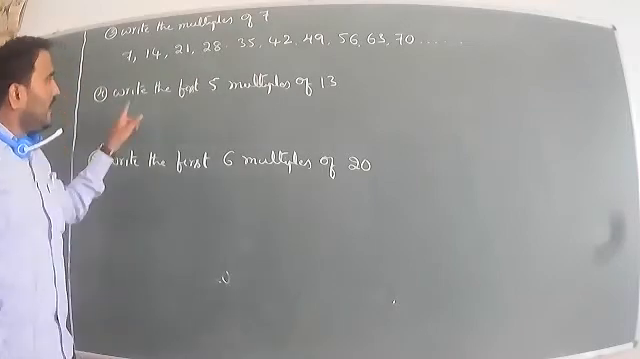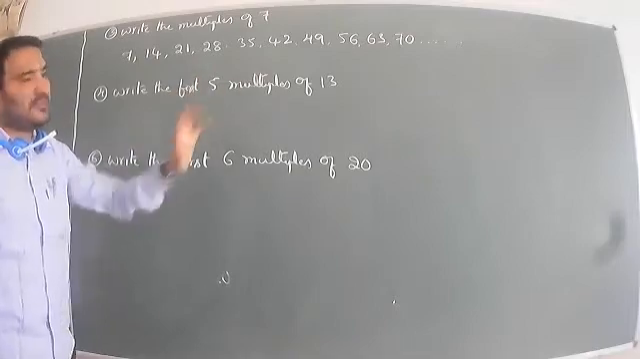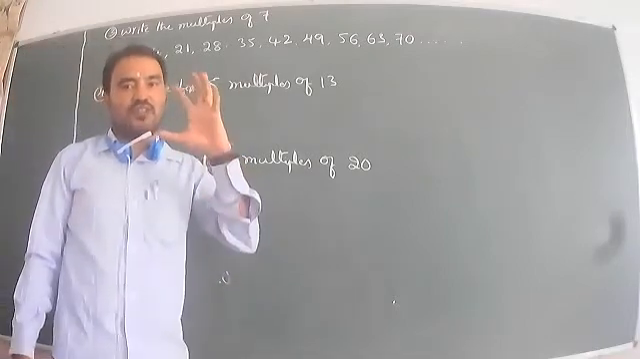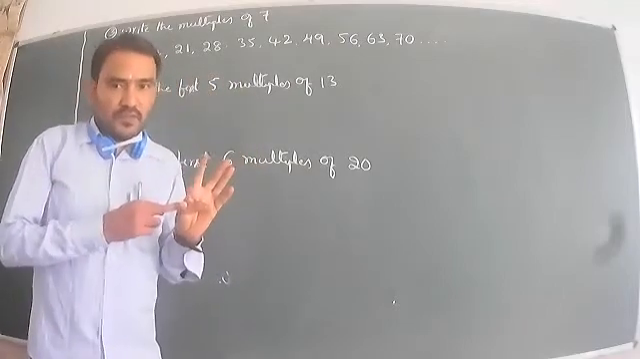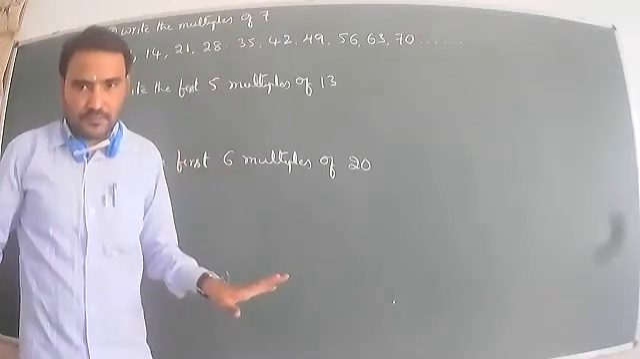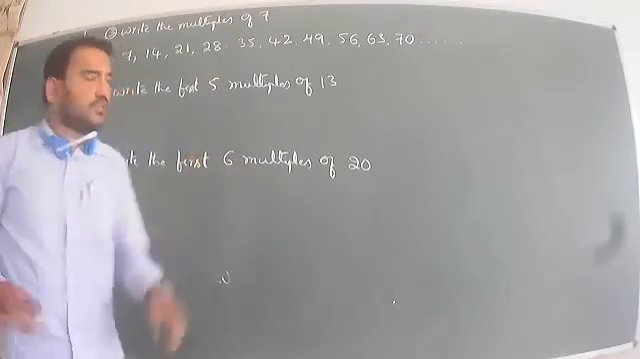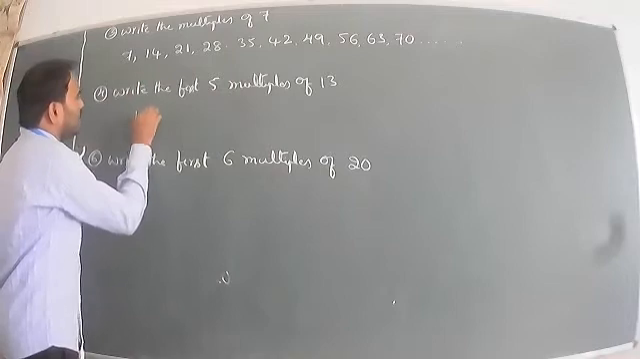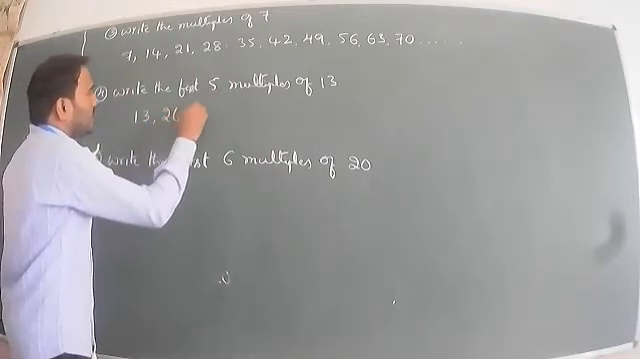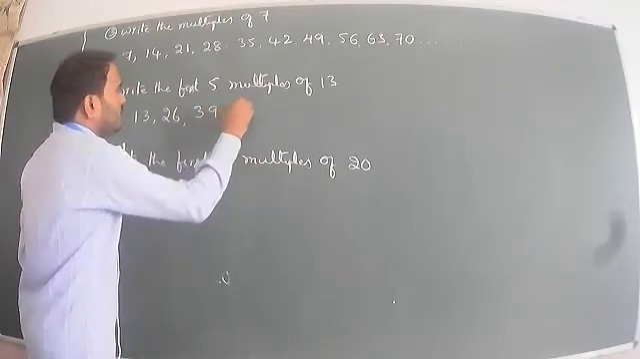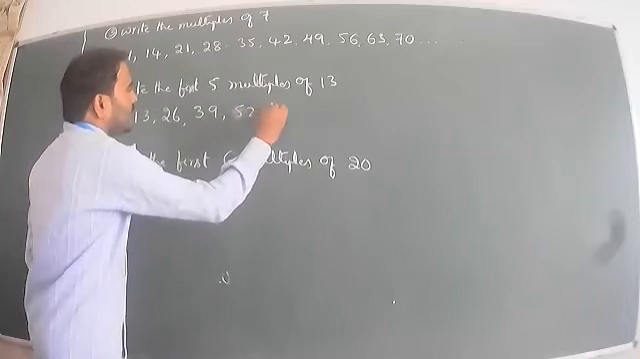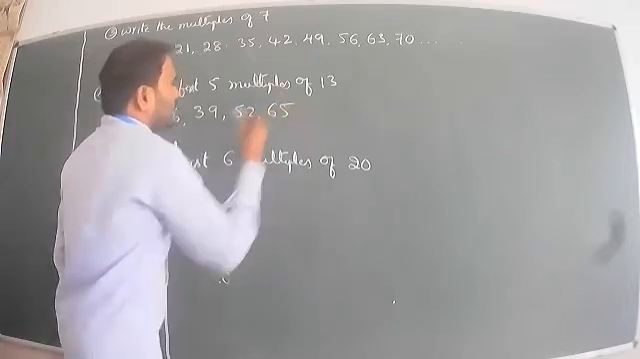Next, write the first 5 multiples of 13. Only 5, he is asking for the first 5. First 1 multiply 2, 3, 4, 5. Enough. Only first 5 multiples. Okay, I have written 13 ones are 13, 13 twos are 26, 13 threes are 39, 13 fours are 52, 13 fives are 65, that is enough.